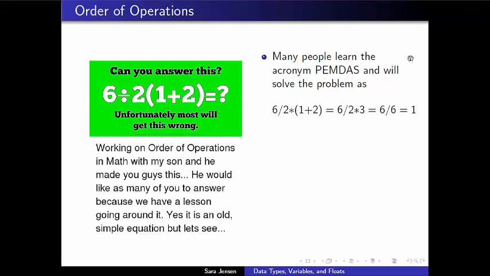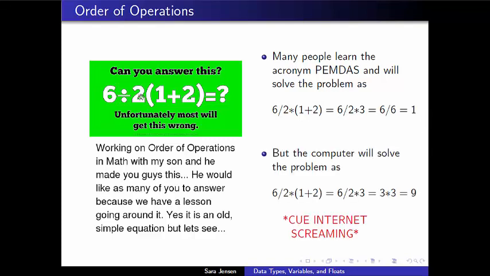Now, in America, lots of people learn a particular acronym, PEMDAS, to learn the order of operations, and that PEMDAS stands for parentheses, exponents, multiplication, division, addition, subtraction. So someone who has memorized that acronym will first do the computation inside the parentheses, the 1 plus 2, and replace that with a 3. When they reach the point of 6 divided by 2 times 3, they think, multiplication comes next in my PEMDAS acronym, so I should do the multiplication. 2 times 3 gives me 6, and 6 divided by 6 is 1.